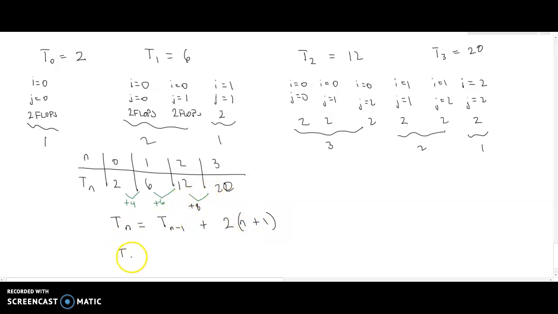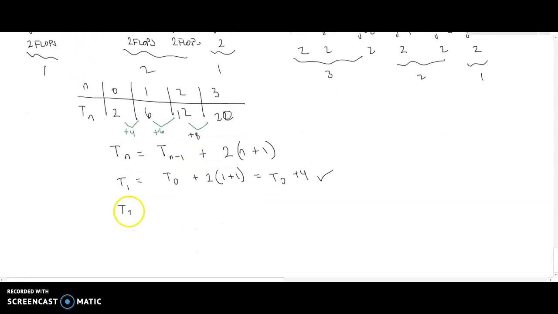So, for example, we should see that T1 is going to be T naught plus 2 times 1 plus 1, which is T naught plus 4, which is exactly what I want. Then I should be able to check that T2 is all the operations from T1 plus 2 times, in this case this will be 3, which is T1 plus 6, and T2 is exactly T1 plus 6. So in general, I could say that the number of flops required for n iterations is the total number of flops required from n minus 1 iterations plus 2 times n plus 1.